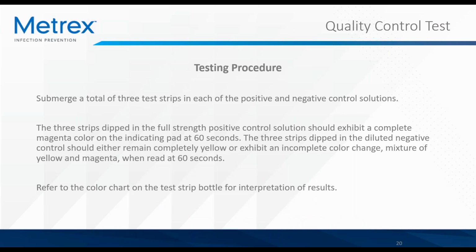The test needs to be performed 3 times in the positive control and 3 times in the negative control. All positive controls should result in a passing color of solid magenta on the indicator pad of the test strip. All negative controls should turn the test strips either bright yellow or a yellow and magenta mix, indicating a failed test.